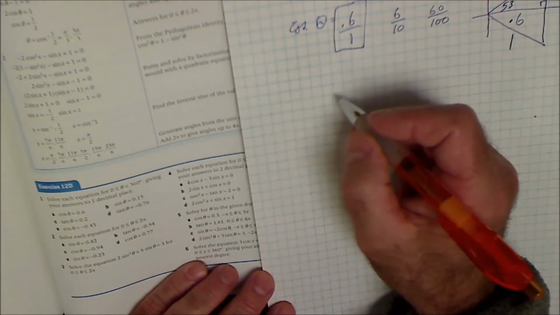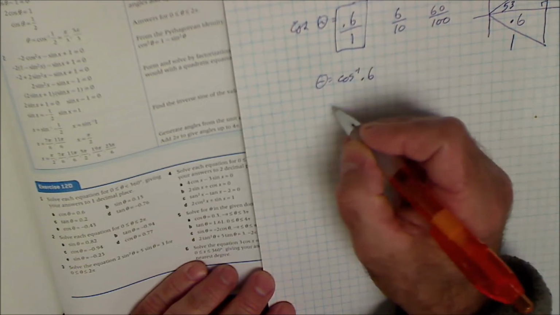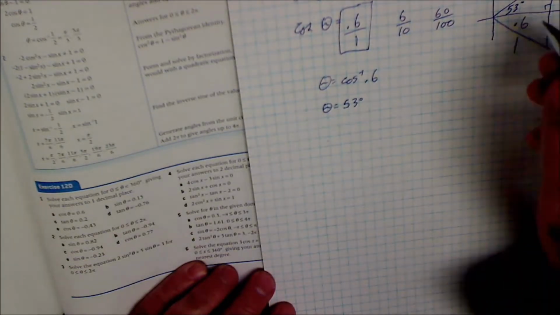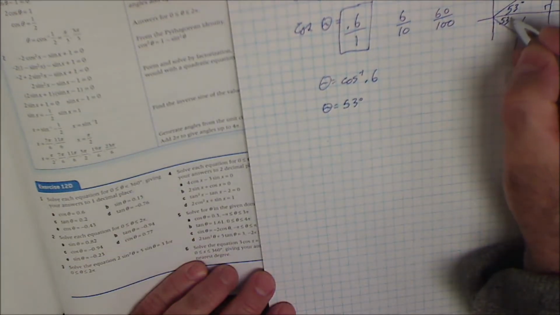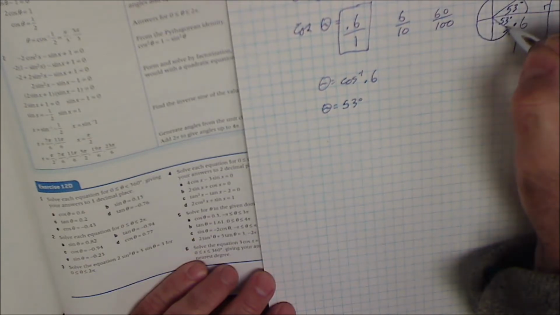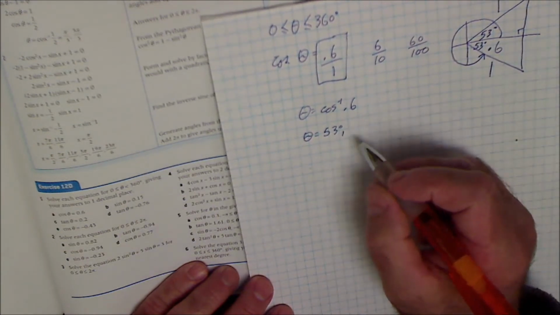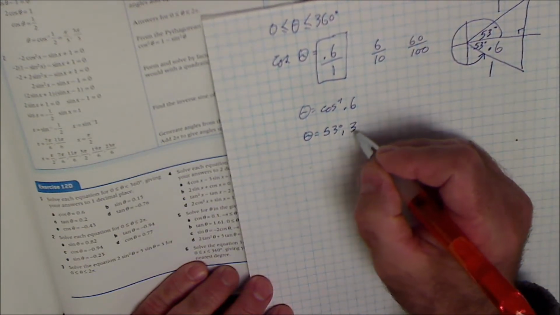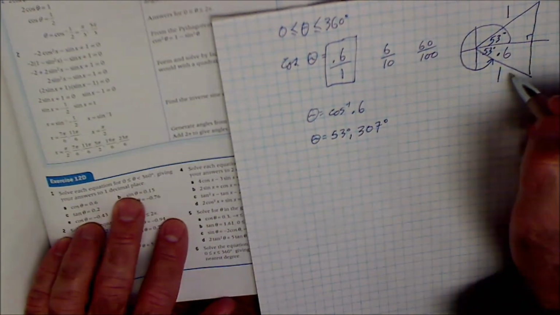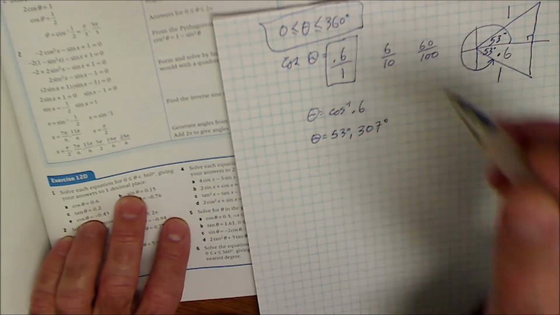So here, theta is equal to the arc cosine of 0.6. Theta is equal to 53 degrees. And it's also equal to 53 degrees in the fourth quadrant. So I rotate around 53 degrees less than 360. So it's also going to happen at 307 degrees. And it's going to happen again at 360 plus 53, but that's outside of my domain.